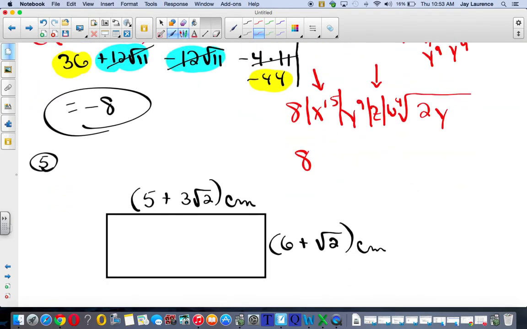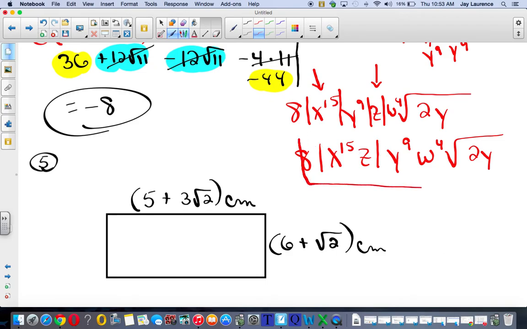So I'm going to rewrite this as 8 times x to the 15th z, and I'll put those in the same absolute value. Then I'll put the y to the 9th and the w to the 4th, and then the rad of 2y. And there you go. Okay, we've been spending a lot of time on that.